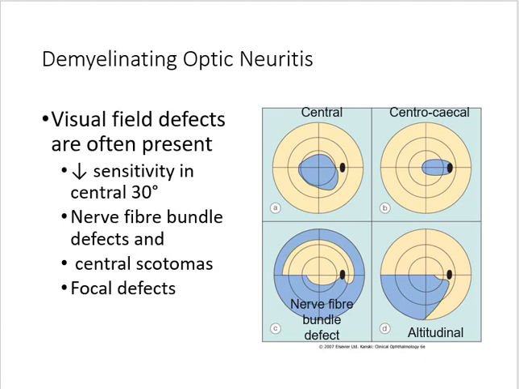Demyelinating optic neuritis can also cause visual field defect, particularly in the central 30 degrees, and patients will present with central scotomas or focal defects such as those shown here. So we've got central scotoma on the top left, a central cecal scotoma, a nerve fiber bundle defect, or an altitudinal defect.